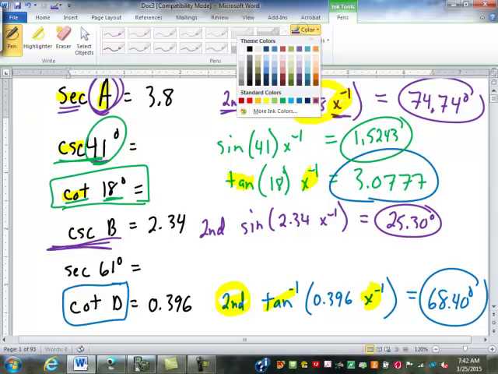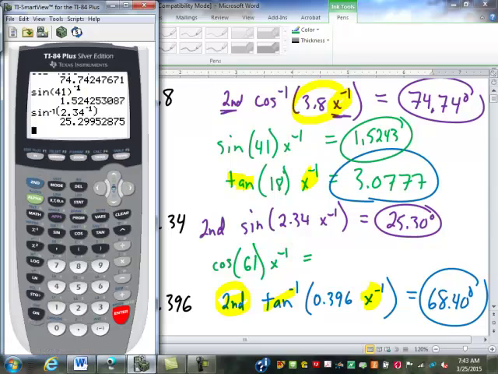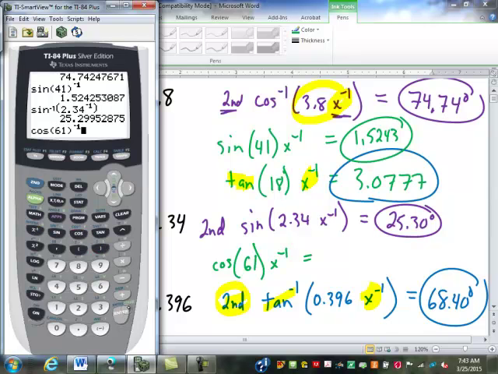And finally, secant of 61 degrees. First of all, not on the calculator, so x negative 1 comes into play. What function do we use? Cosine. Second or no second? We have the angle, so no second. X negative 1 inside or outside? Outside. Since we have the angle, if there's no second, it goes outside. So cosine 61, close, x negative 1, 2.0627.